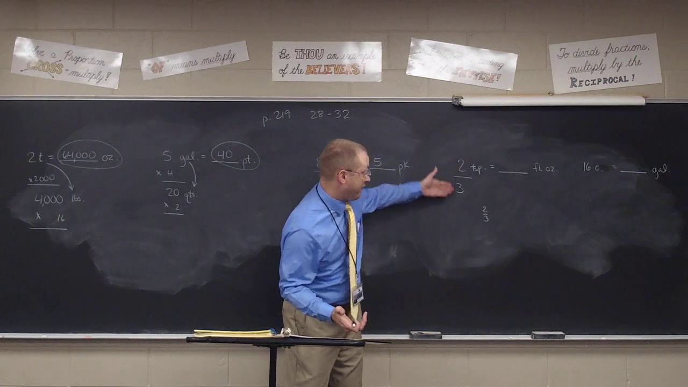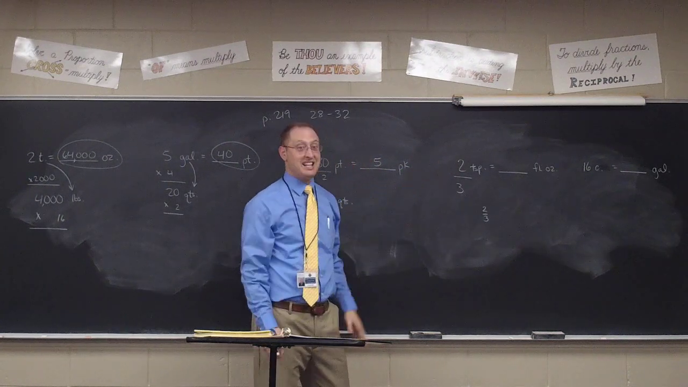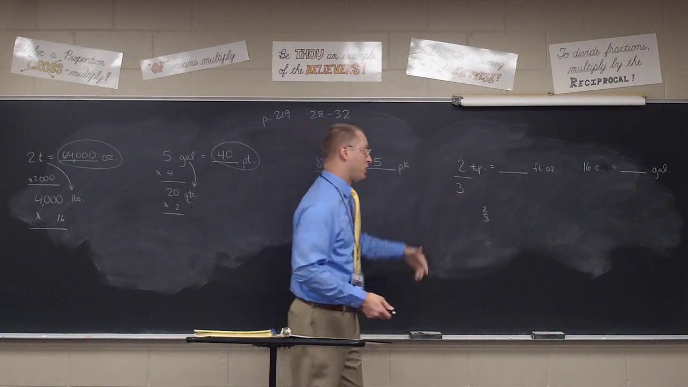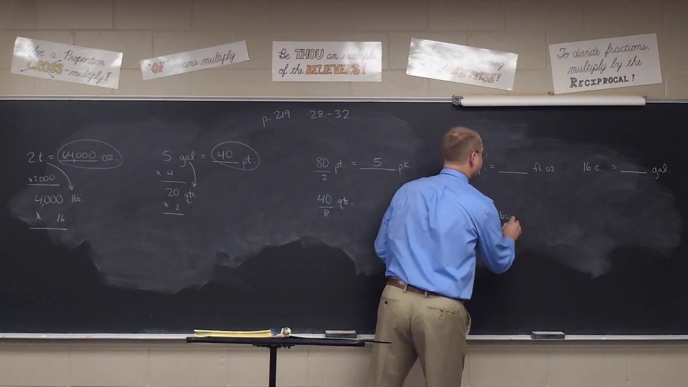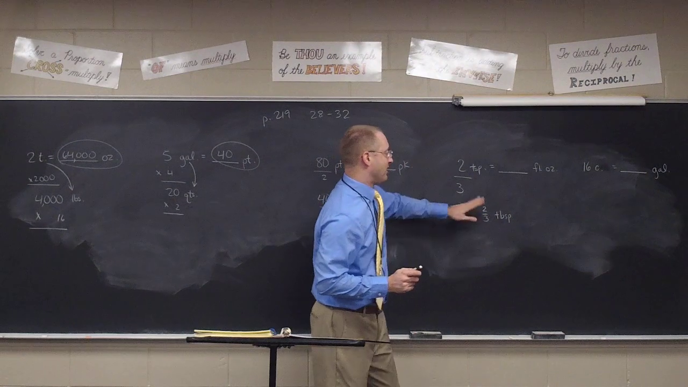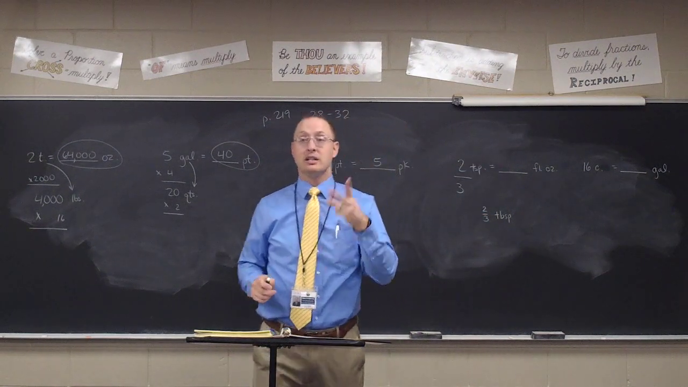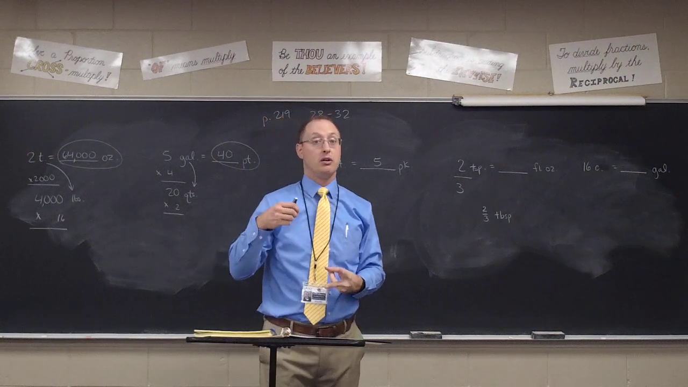See it right there in front of your face? 2/3. Now 3 over 2, that's 1.5, but not 2 divided by 3, it's 2/3. We get 2/3 of a tablespoon. Now what do I know about tablespoons related to fluid ounces, class? It takes 2 tablespoons to make a fluid ounce.